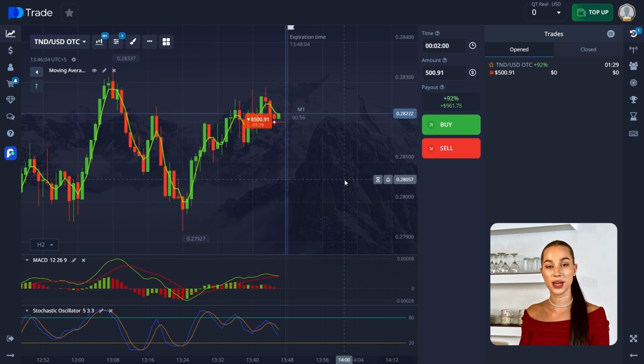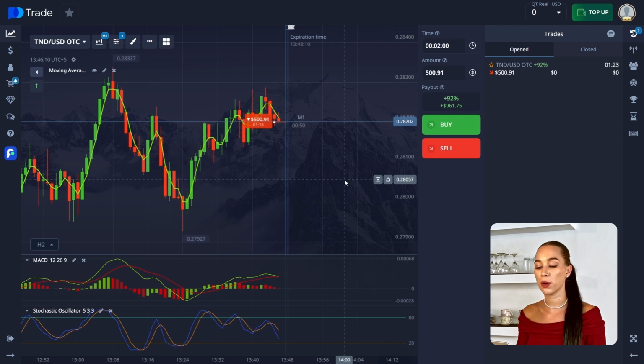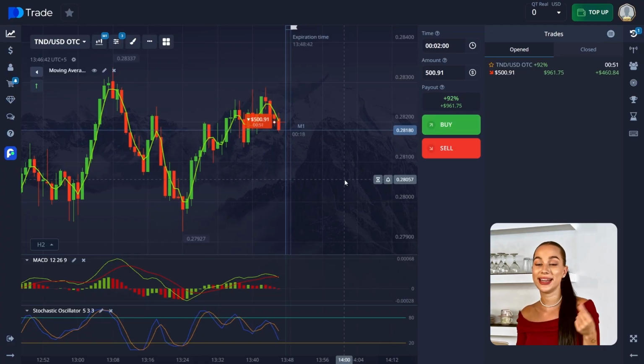MACD was developed in the 1970s by Gerald Appel and is one of the most popular technical tools, readily available on most trading platforms offered by online stockbrokers, the same as Pocket Option. The MACD line is calculated by subtracting the 26-period EMA from the 12-period EMA. So the calculation creates the MACD line. A 9-day EMA of the MACD line is calculated as the signal line, because we can see there are two of them, right? It's plotted on top of the MACD line, which can function as a trigger for buy or sell signals.